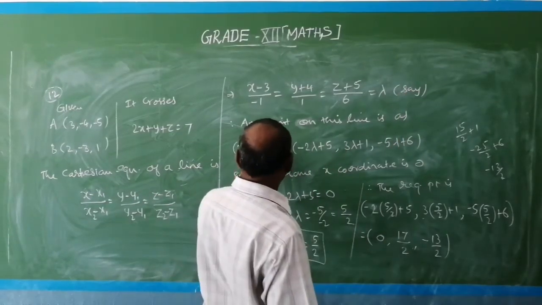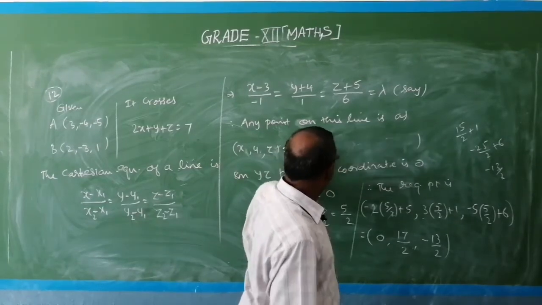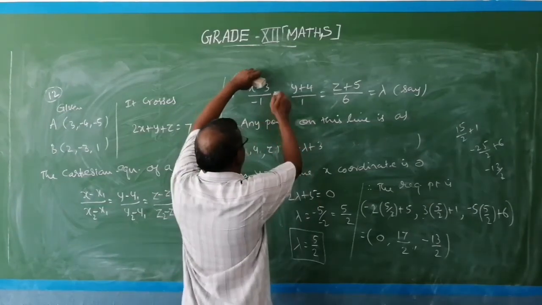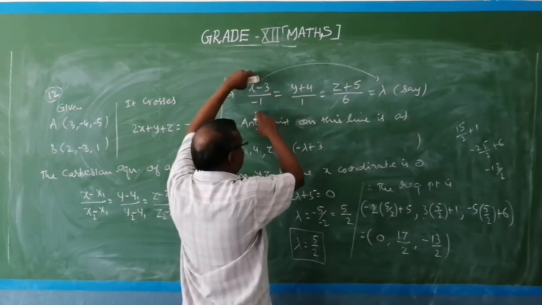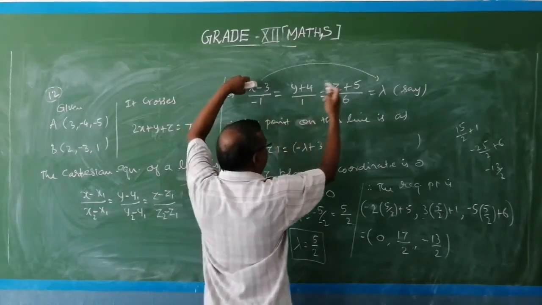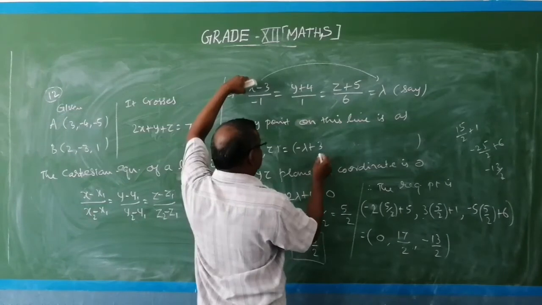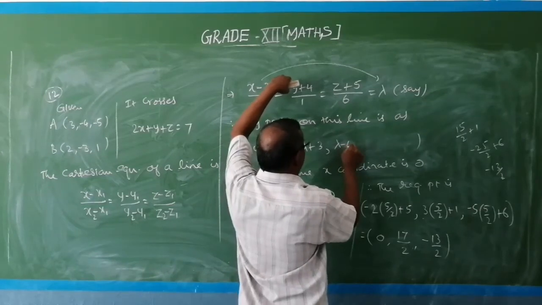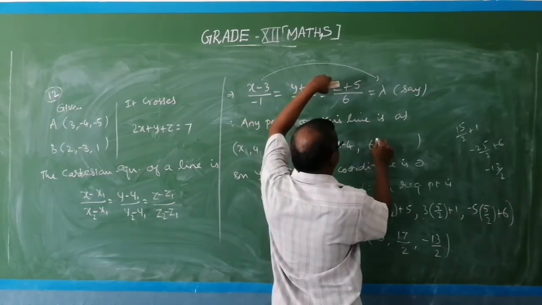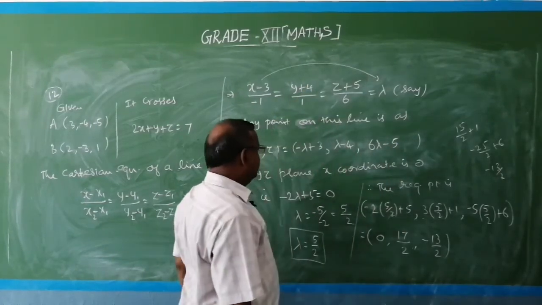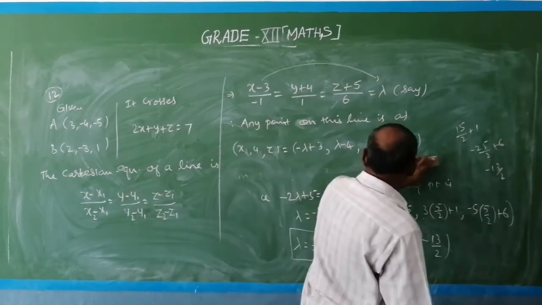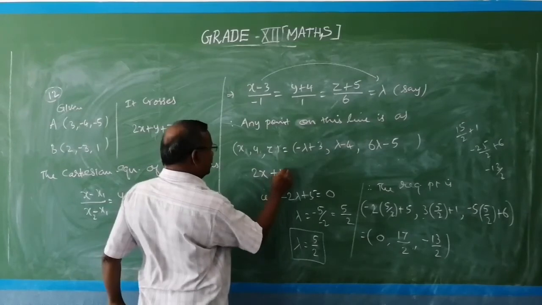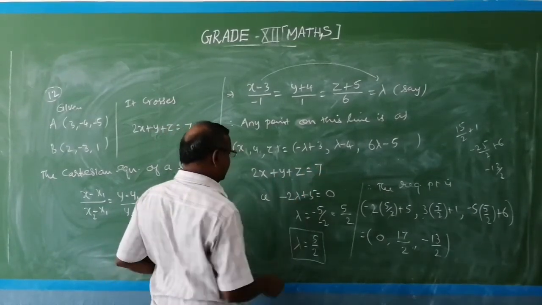So any point on this line x, y, z is of the form: x minus 3 by minus 1 equal to lambda, which gives x minus 3 equal to minus lambda, and x equal to minus lambda plus 3. Similarly, the y coordinate is lambda minus 4 and z is 6 lambda minus 5. Now the equation of the plane is given as 2x plus y plus z equal to 7.